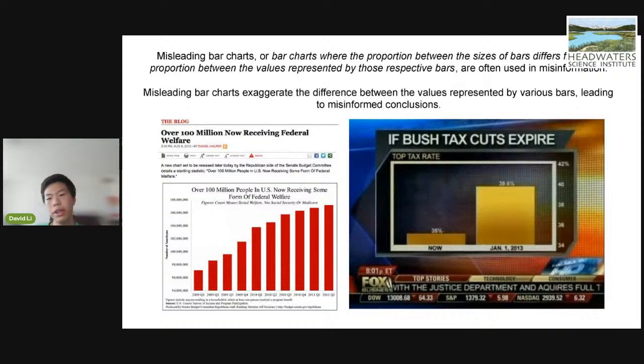And this is because the y-axis of this bar chart is truncated. It starts at 34 and it doesn't start at 0. So it ruins the size scaling. The same thing happens on the left side. You can see it's a similar misleading bar chart, and these bar charts just lead to exaggerated differences and possibly misinformed conclusions.